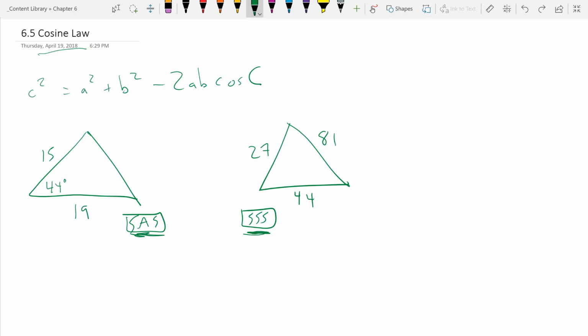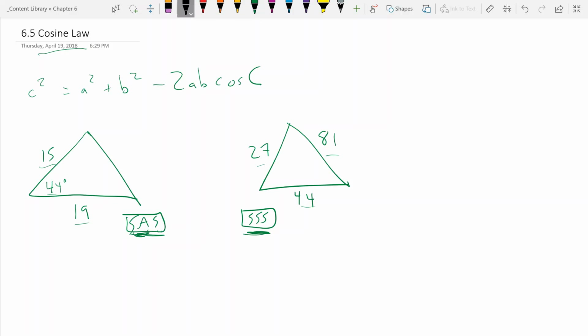So we need to use cosine law instead. In case you're wondering, SAS, side angle side, because we have a side, angle, and a side in a row. And here SSS means side, side, side triangle. Those are the two types of triangles we use cosine law for. So we're going to sub in this information.